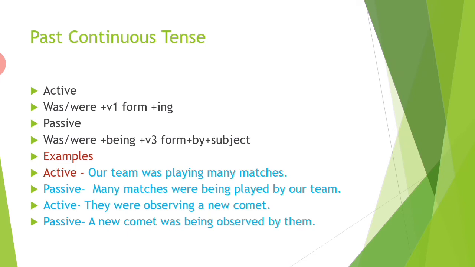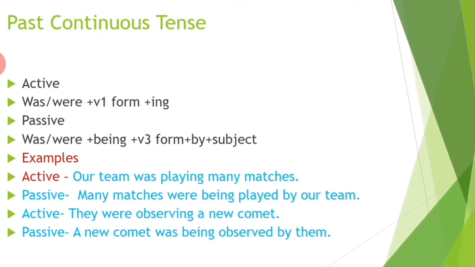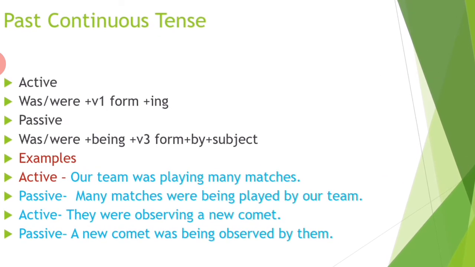See another tense, that is past continuous tense. Past continuous tense is also called the past progressive tense. This tense is used to indicate an ongoing action in the past or an action continuing through a specific past time. In active voice, the formation of this tense will be was and were as a helping verb, then first form of the verb plus ing.